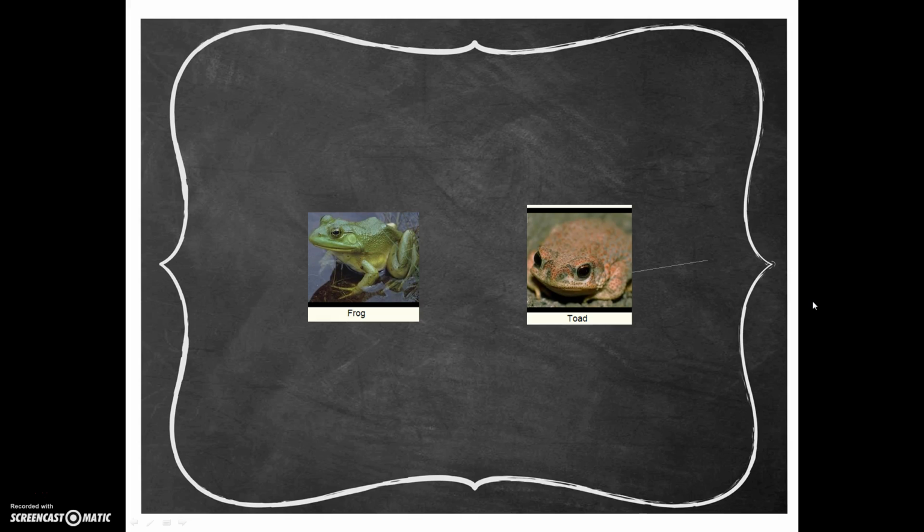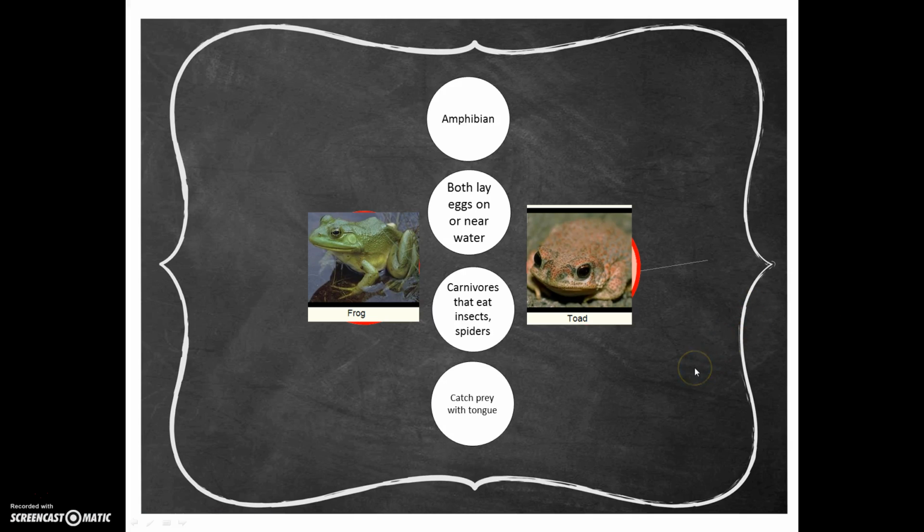Here's an example, and I've used pictures instead of topics. We're comparing toads and frogs. Similarities between toads and frogs include being amphibian, both laying their eggs on or near water, both are carnivores and eat insects and spiders, and both catch prey with their sticky tongues.